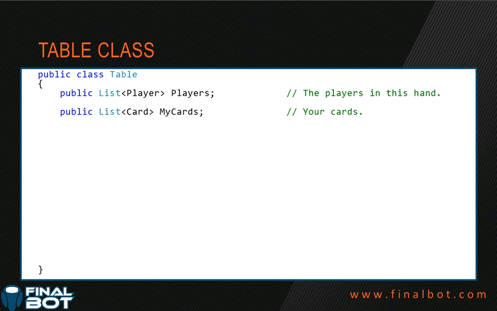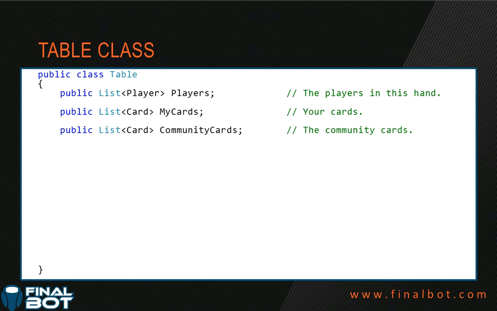Second is a list of the cards that you have. This will always be 2. You'll always have 2 cards in your hand, which are your private cards. And in and of themselves, they're not particularly useful. You usually want to combine them with the community cards that are available to determine what your hand is. Of course, the community cards don't come into play until after the opening.